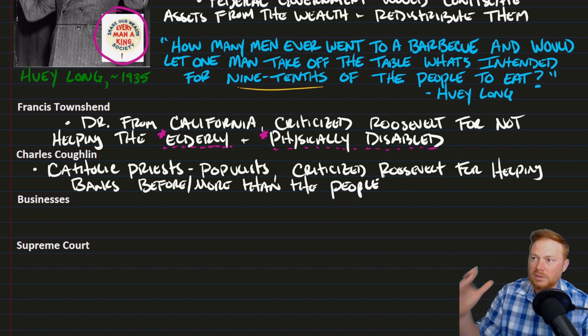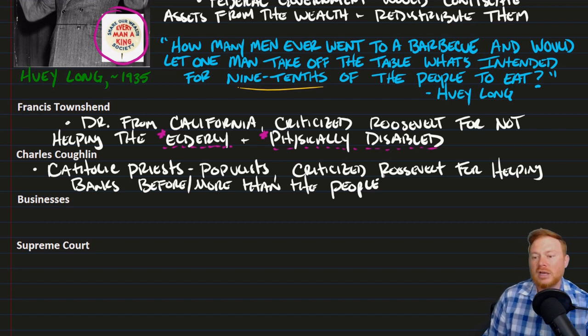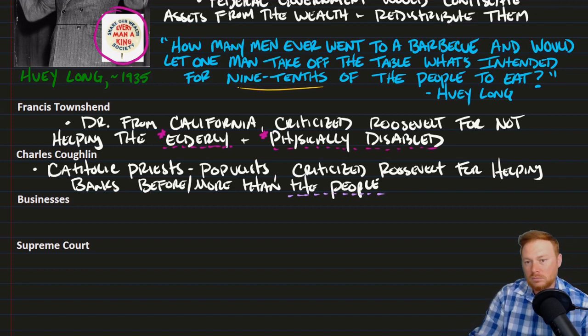Remember, one of the big focuses of Roosevelt's New Deal was the financial industry, and that was one of the first things that the New Deal tackled. Well, according to Charles Coughlin, this was at the expense of the people. Now, it's also very important to understand one of the themes that Charles Coughlin is also playing on here is anti-Semitism.